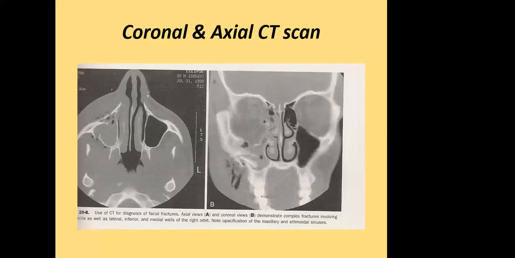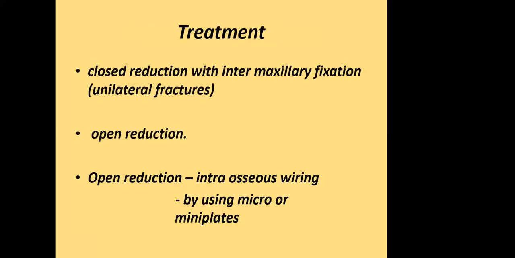So some scans. So closed reduction is with what we call intermaxillary fixation, which is what I was showing for you. And then there can be open reduction. And there can also be, open reduction can be using wiring. I've done this before. Or we can use the mini plates, which I showed for you. Yeah.